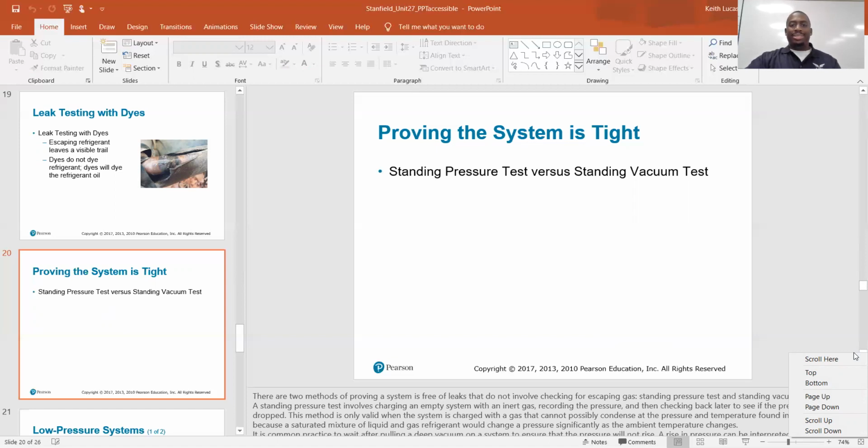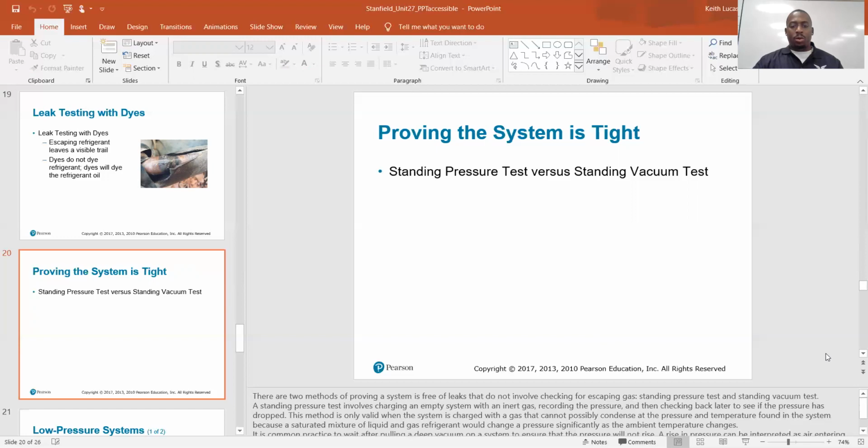Proving the system is tight. Standing pressure test versus standing vacuum test. There are two methods of proving a system is free of leaks that do not involve checking for escaping gas: standing pressure test and standing vacuum test. A standing pressure test involves charging an empty system with inert gas, recording the pressure, and then checking back later to see if the pressure has dropped.